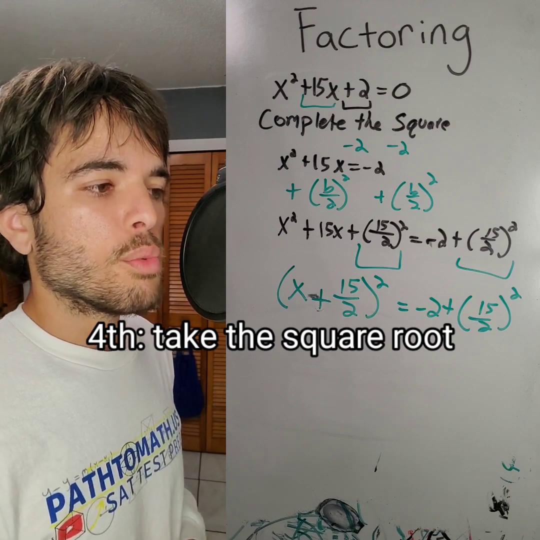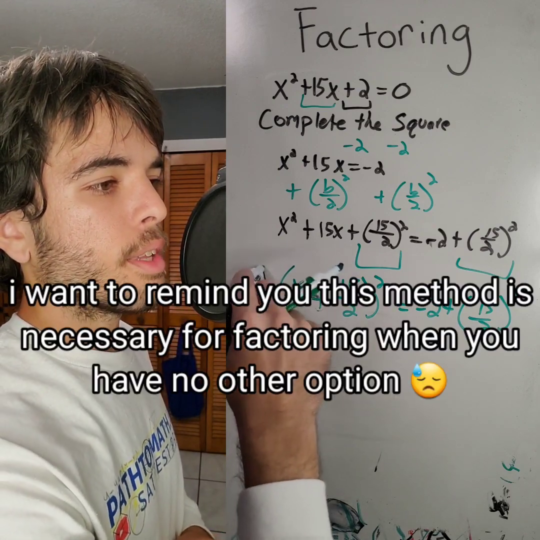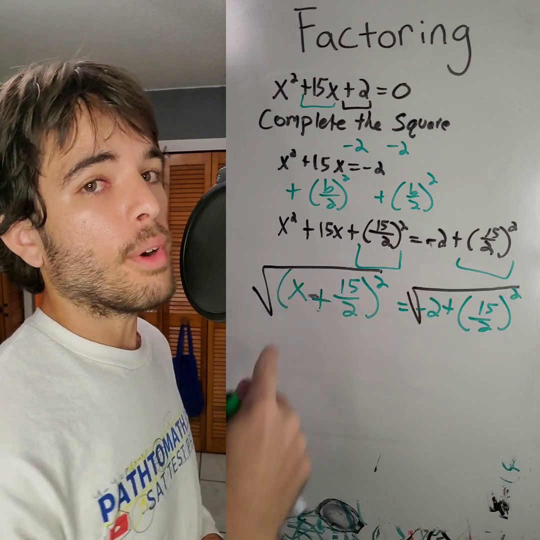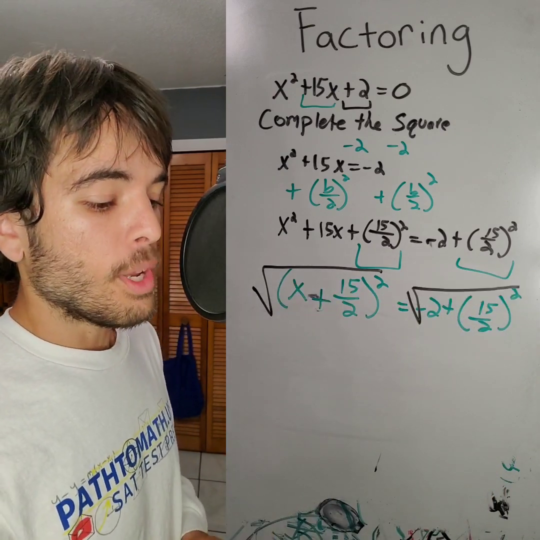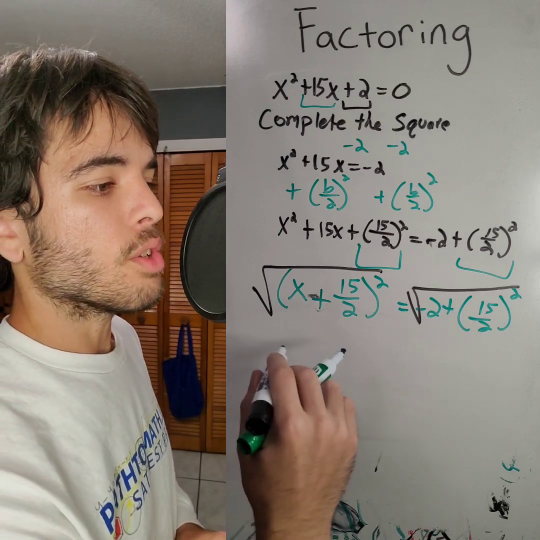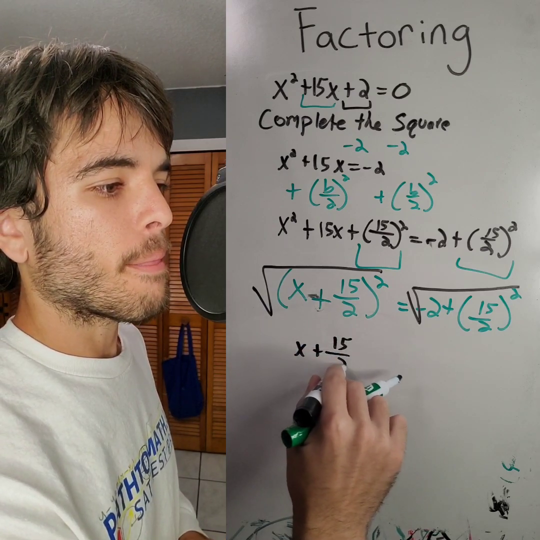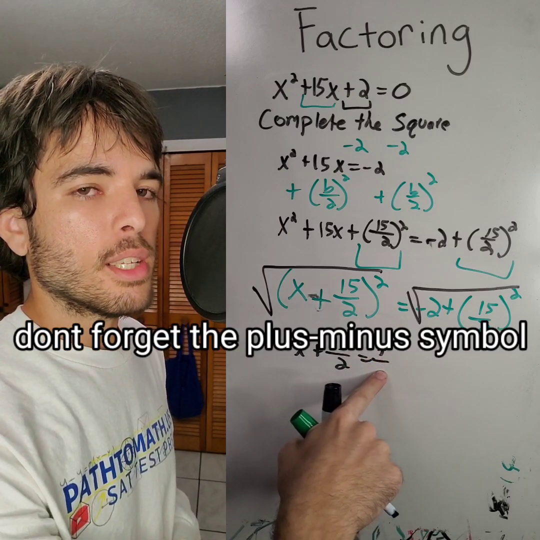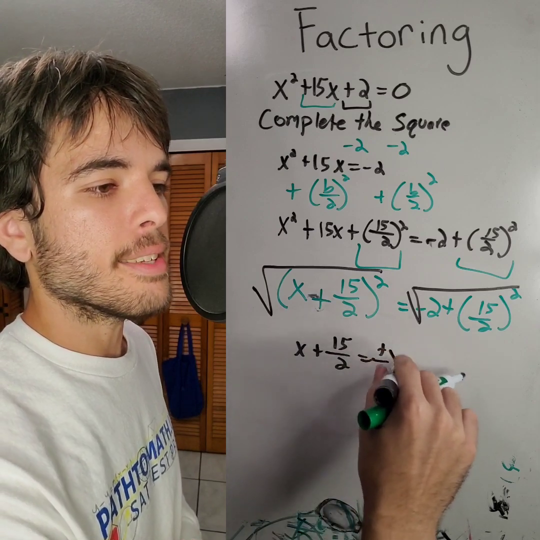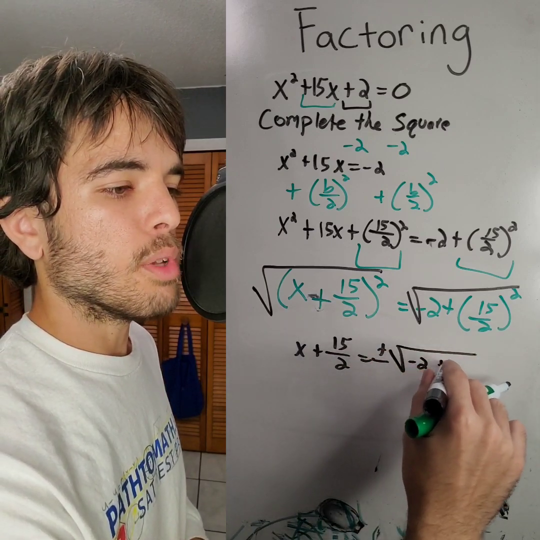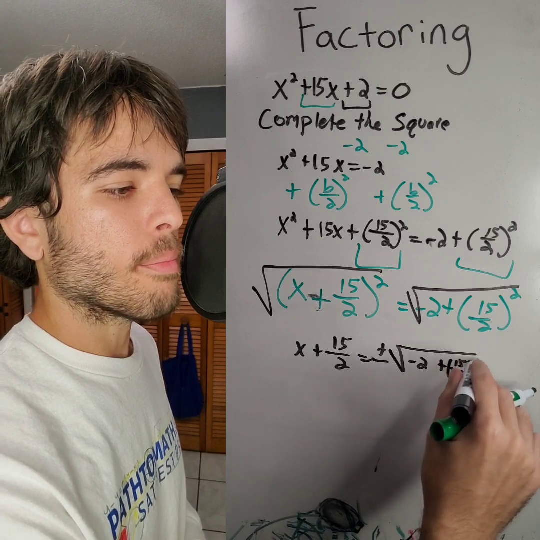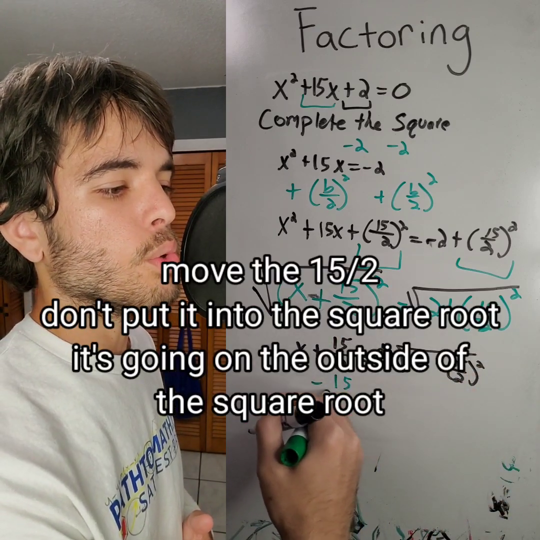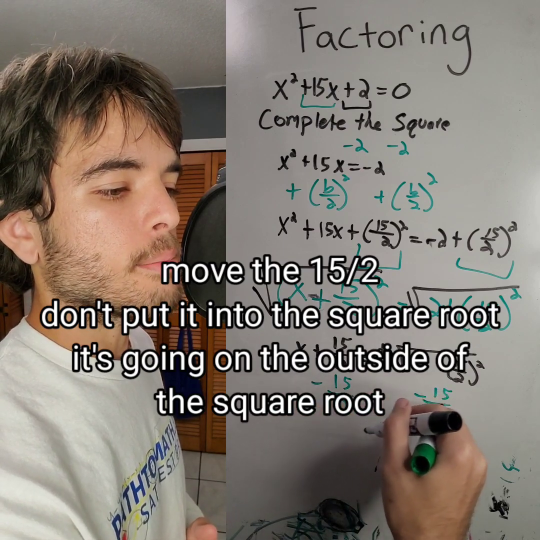To continue to solve this, we have to take the square root of both sides. Why do we have to do this? It's because we have to solve for x. That is our end goal. We already factored, and so we can start to solve for x by taking the square root. When you take the square root of both sides of an equation, you need to put plus or minus. So it's the square root of negative 2 plus (15 over 2) squared. And then the final step to solving for x is subtracting 15 over 2 from both sides.